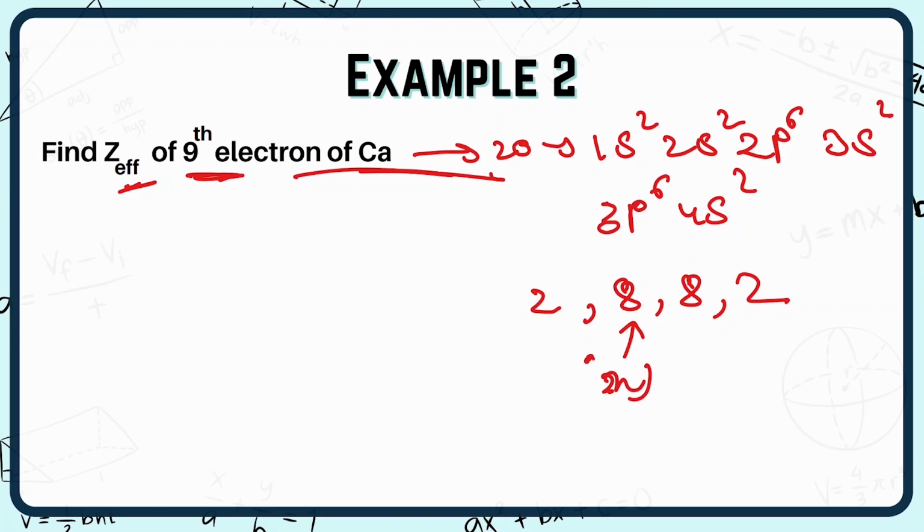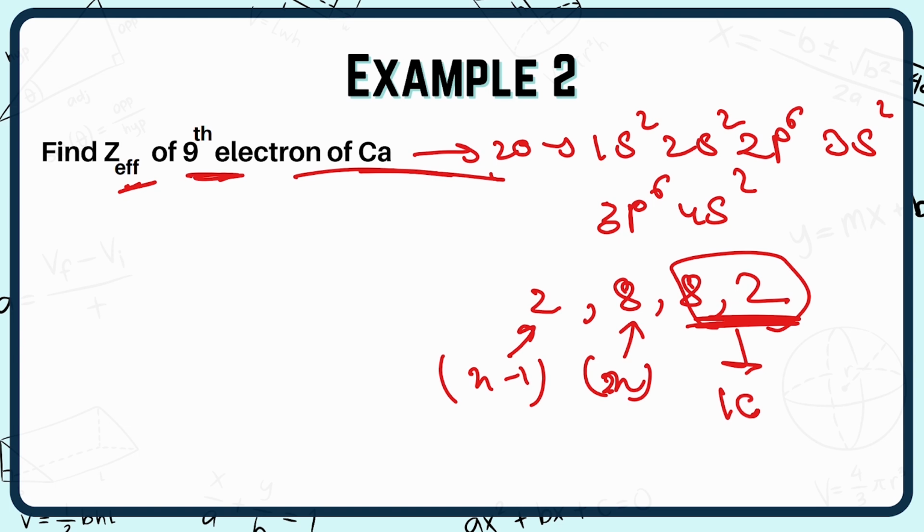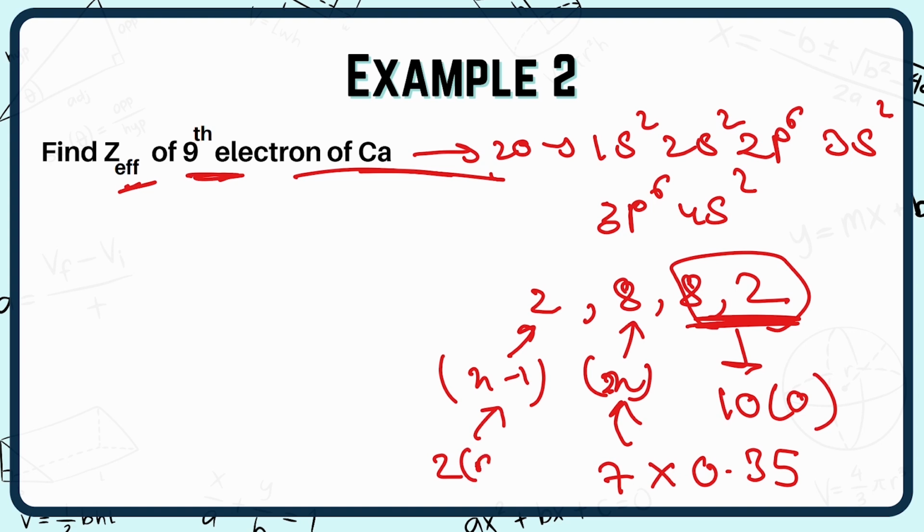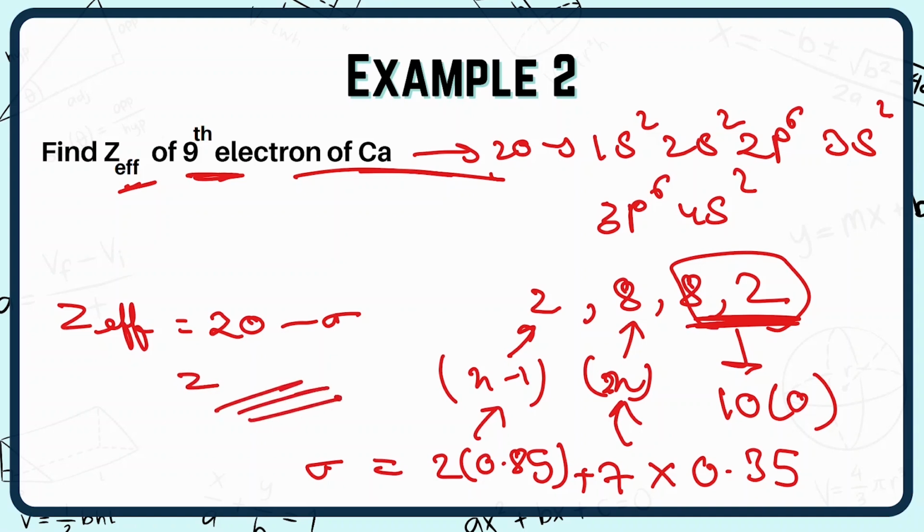Okay, so this second shell will be our nth shell, and this will be n-1. Now as stated before, the contribution by higher shells will be what? Will be 0. So these 10 electrons will contribute 0 to the sigma. The contribution by the leftover 7 electrons will be what? 0.35, and contribution by these electrons will be what? 2 into 0.85. Simply add these, you will get the value of sigma. Then we know Z effective is equal to what? It is equal to, in this particular case, 20 minus sigma. You will get your answer. Very easy. Got it? Let's move further.